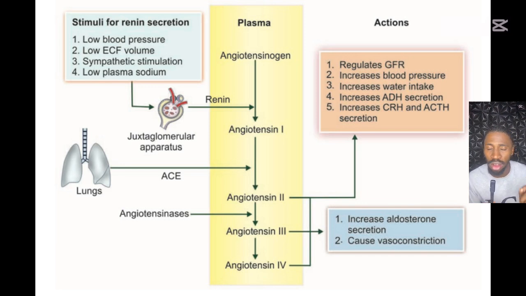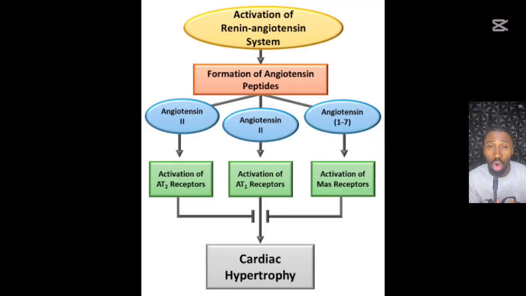The next one is that angiotensin II minorly also increases growth factor, especially in the heart, causing what? Cardiac hypertrophy, which also causes cardiac enlargement. So indirectly, an excess amount of angiotensin II is also bad for the heart. Why? Because it causes cardiac hypertrophy, which enlarges the heart, causing cardiomegaly.